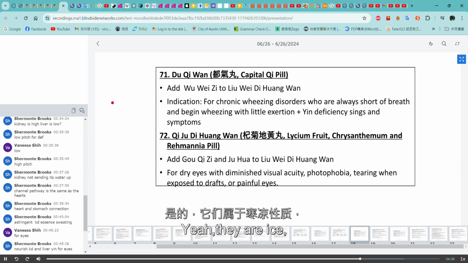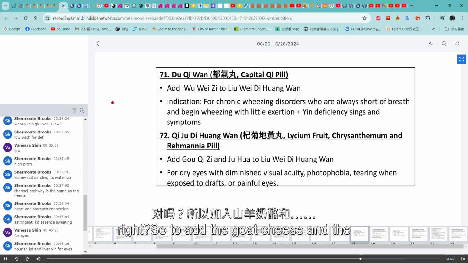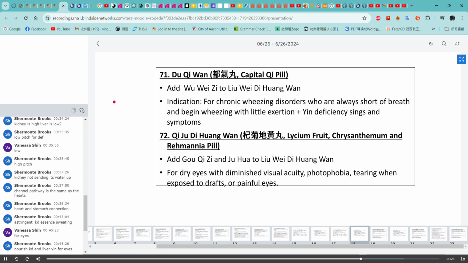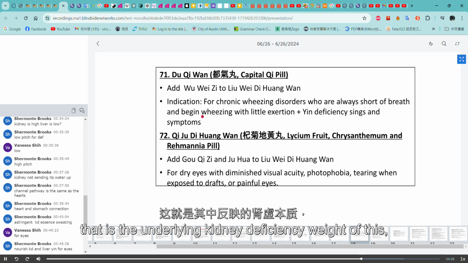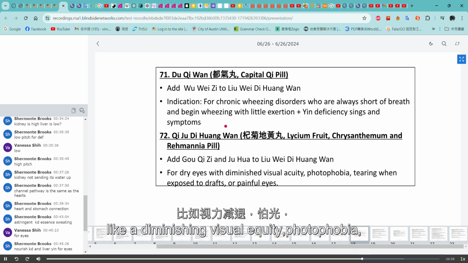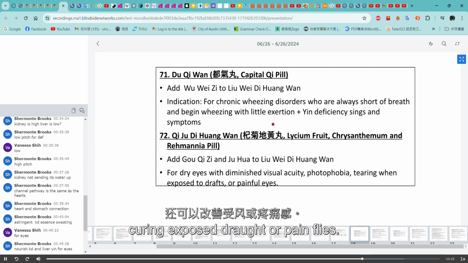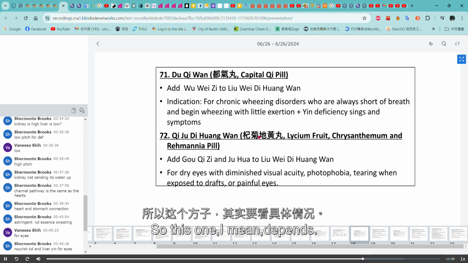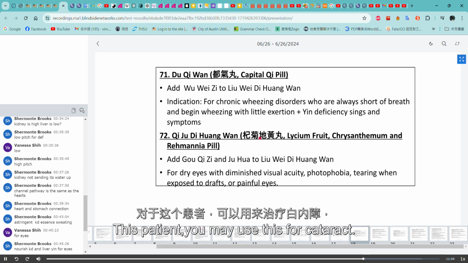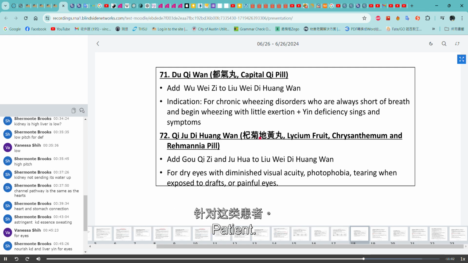Yeah, they are eyes, right? So add goji berry and chrysanthemum (Qi Ju) to Liu Wei Di Huang Wan. That is still an underlying kidney insufficiency with diminishing visual acuity, photophobia, tearing, or dry, painful eyes. So this one, it depends. This patient, you may use this for a cataract patient.